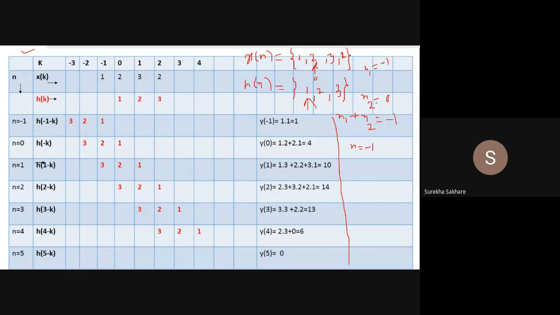I will draw all these values in the table here. Okay, my starting value is not 0, it is -1. So at -1 I have a 1. At 0 it is 2. At 1 it is 3. At 2 it is 2.